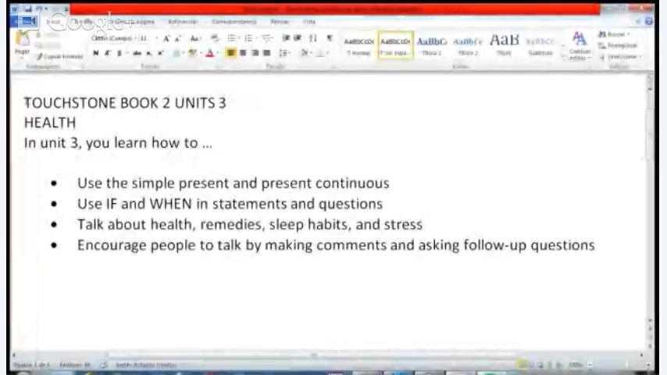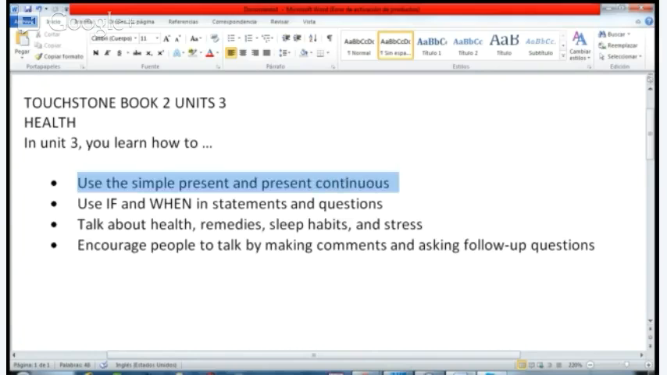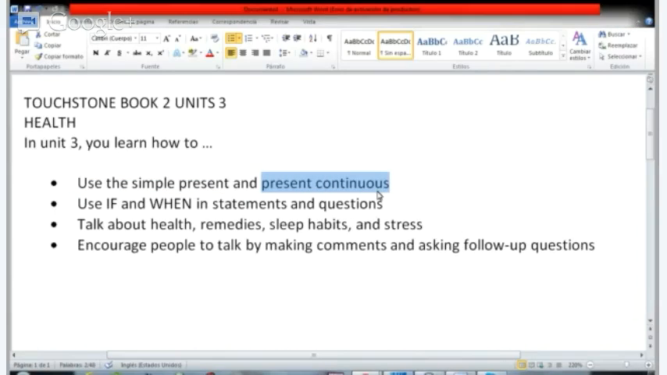Okay, so we're gonna be talking about unit number 3, book 2 from the Touchstone series. The general topic of this unit is health, and in unit 3 you learn how to use the simple present and present continuous. Remember that we use the simple present to talk about routines or things that happen over time, that we usually do on a daily basis, things that are repetitive or that we do day to day. And the present continuous, we can use it to talk about those things that we are doing at the moment of speaking, or that are happening just about now, these days, currently, all right, nowadays.